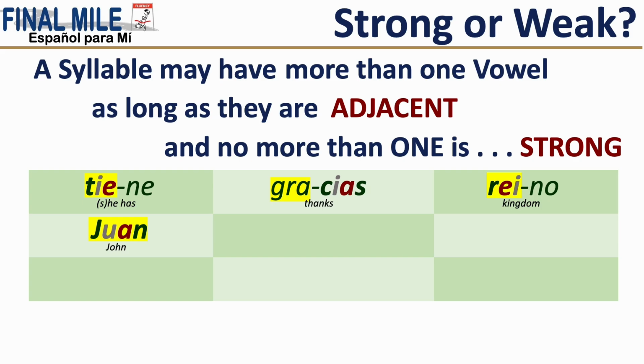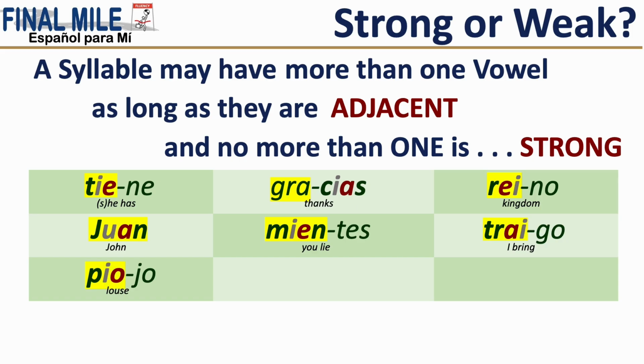This name gets mispronounced by English speakers all the time. That J has to have a very strong H sound. Juan. Juan. Most people just say Juan. Mientes. Traigo. Traigo. Say this word. Piojo, piojo.